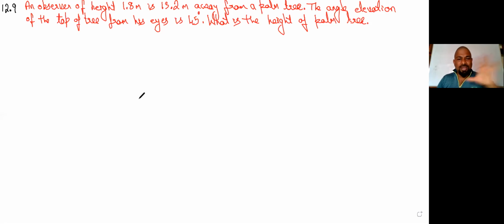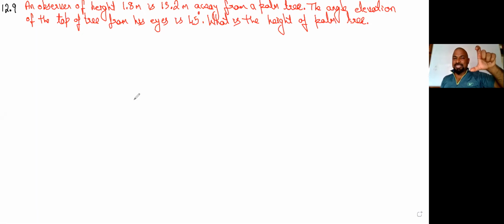Yep. So everyone, in this sum, we are going to explain a sum in which the height of the person is mentioned. The difference between the other sums of application of trigonometry and this sum is that the height of the person is mentioned. As I said earlier, when the height of the person is mentioned, we have to consider it. If the height is not mentioned, then take it as the point of observation.